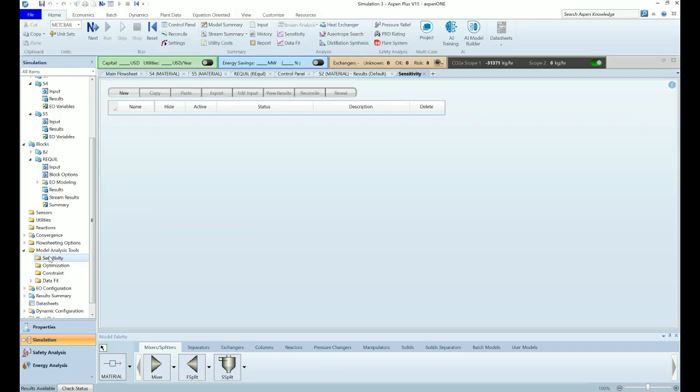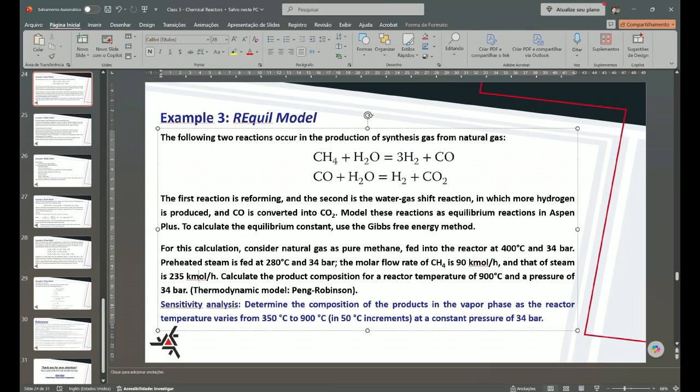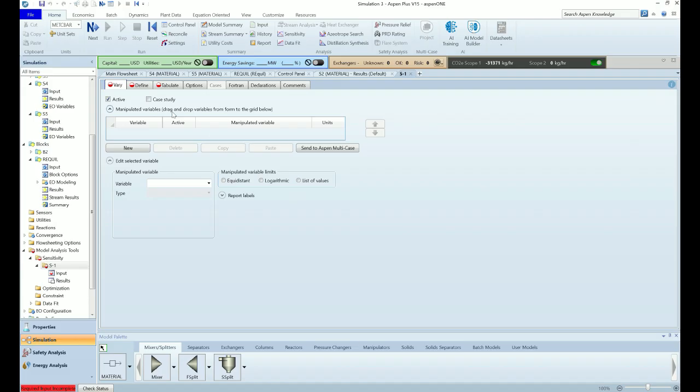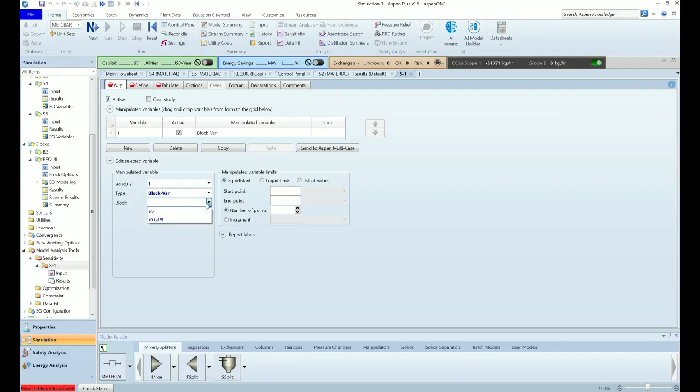Another requirement is to create a sensitivity analysis. Okay, I will create here a new case, and in this case I'm going to vary our reactor temperature, I think between 350 to 900 Celsius degrees. Let's access the compositions of our products, these three compounds. So let's create here a new variable. I will select this variable as a block var, as it is the temperature of the reactor. Our block is the reactor. Our variable in this case is the temperature.